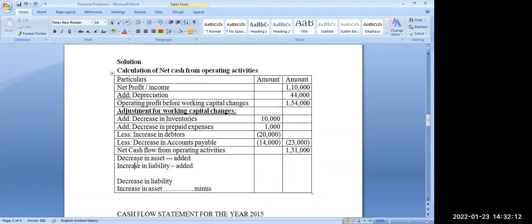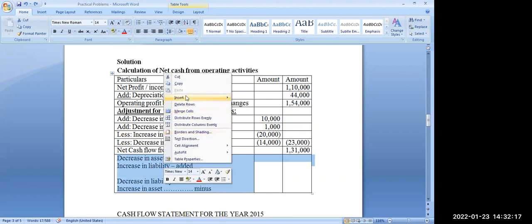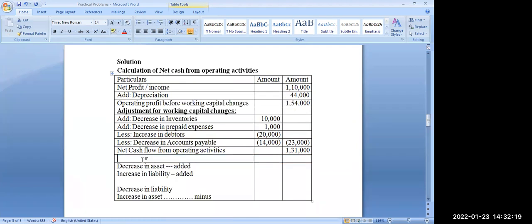Okay, so after this, what do you do? If you are really preparing a cash flow statement, what should we do after this? We have to take the investment activity, and then one more thing is financing activity. For that also we have to take plus minus.